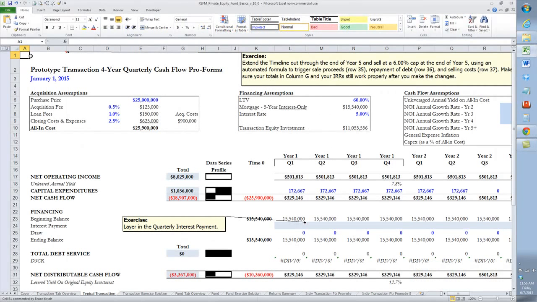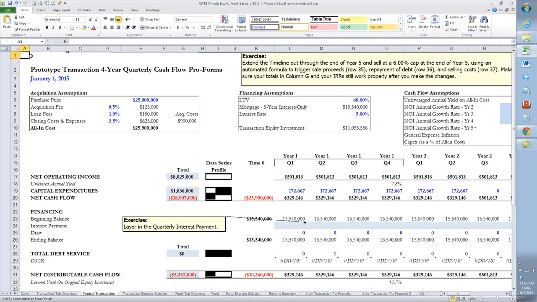The format for the training is that we will walk through each tab line by line, starting at the top of the tab, and explain the dynamics that are occurring and driving the formulas in each line. We intersperse this line-by-line explanation with hands-on exercises for you to perform.